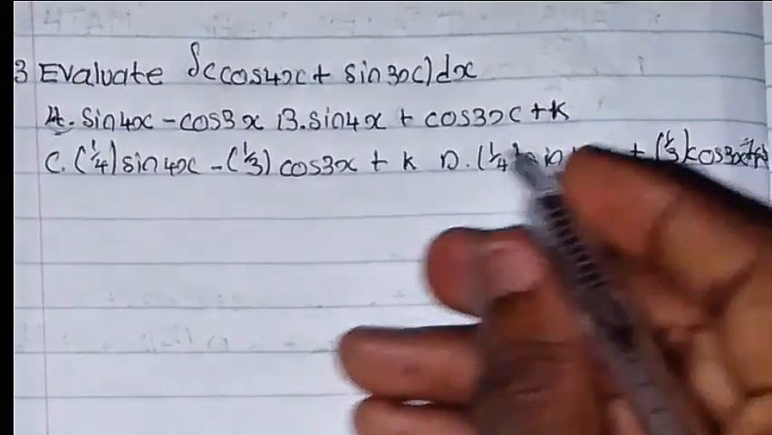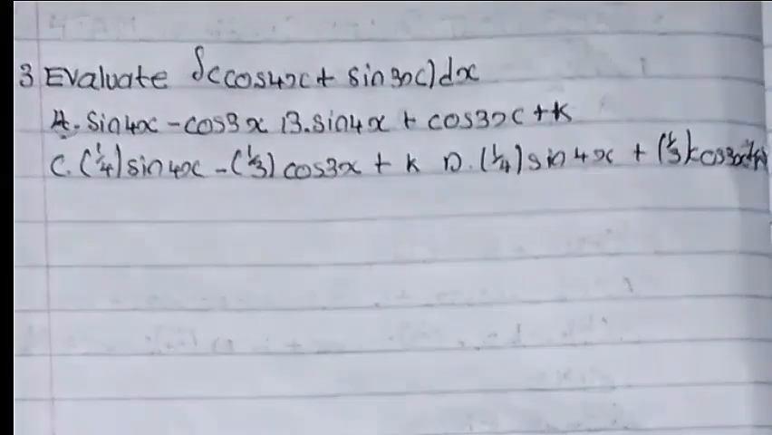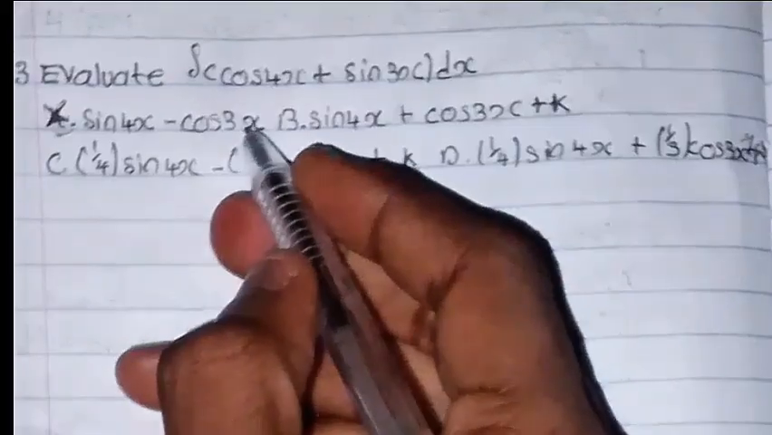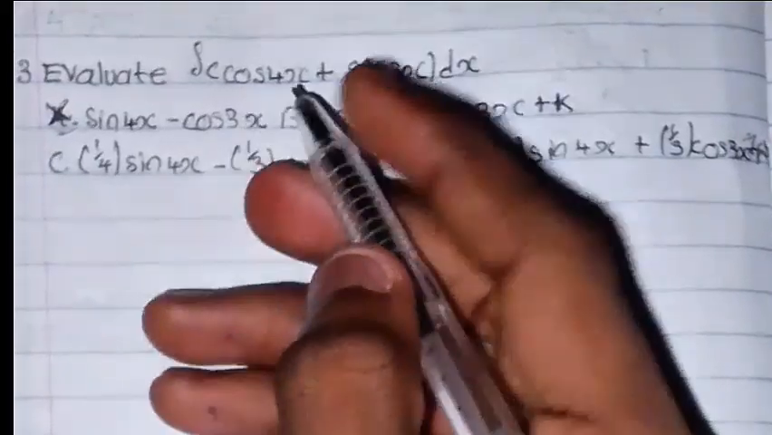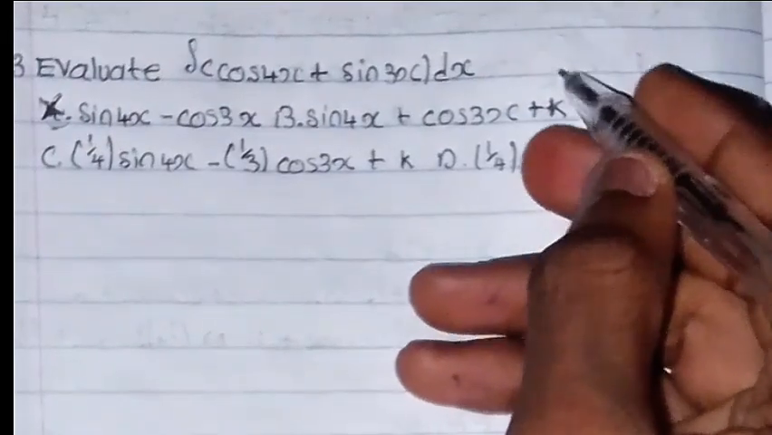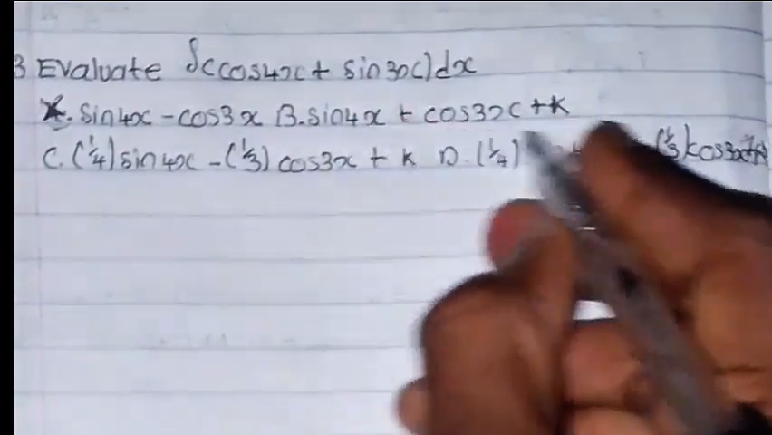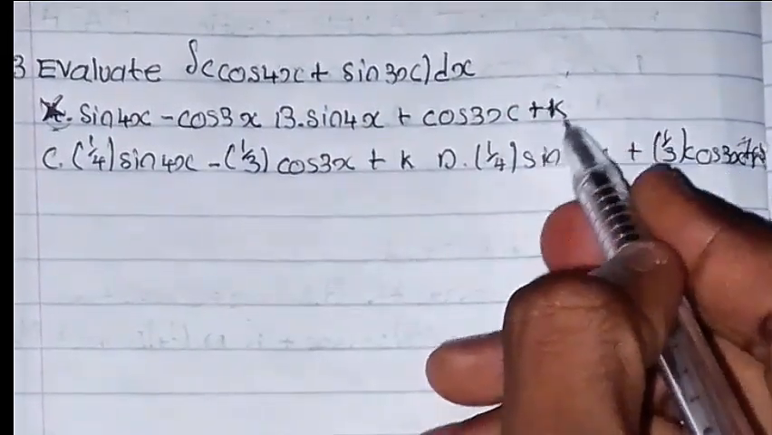Now, first off, we can eliminate option A because it does not involve a constant. Generally, when you find the antiderivative of a function, you must include a constant k, since if we are to differentiate your answer, definitely k will yield 0.